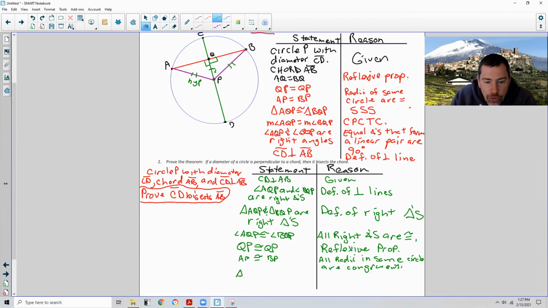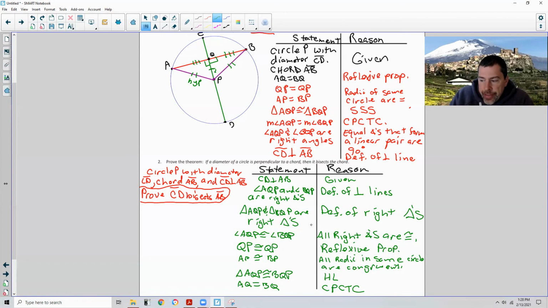So now I can say triangle AQP is congruent to triangle BQP. And the reason is hypotenuse leg. Okay, so now I can say segment AQ is equal to BQ. Okay, AQ equals BQ. Because once we prove the triangles are congruent, then corresponding parts of congruent triangles are also congruent.